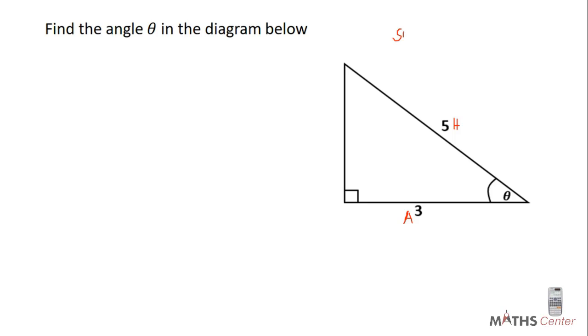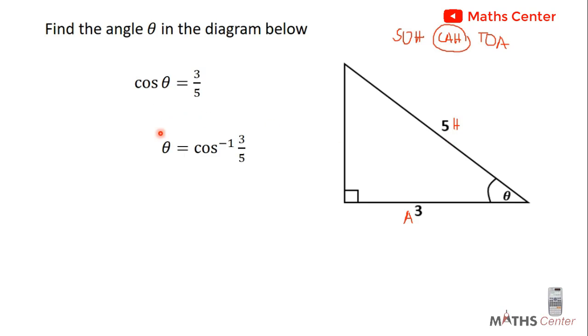Once again, don't forget SOH CAH TOA. Meaning that if we have adjacent and hypotenuse, we should use CA, which is cos. So here we are going to use cos. So cos of this angle, which is theta, cos theta is equal to the adjacent, which is 3, then hypotenuse, which is 5. So it means that theta is equal to cos inverse of 3 over 5.